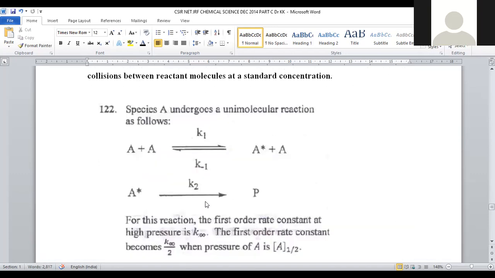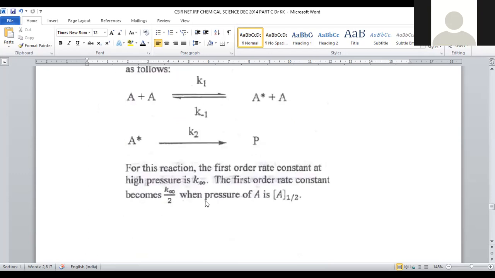Let us move on to question number 122. Species A undergoes a unimolecular reaction as follows: A plus A gives rise to A star plus A, where one is excited and the second is in the normal ground state. This reaction proceeds with rate constant k1. Being reversible, the product gets converted back into the reactant through the rate constant k inverse. And this A star can be converted into product through the mechanism, and the rate follows k2.